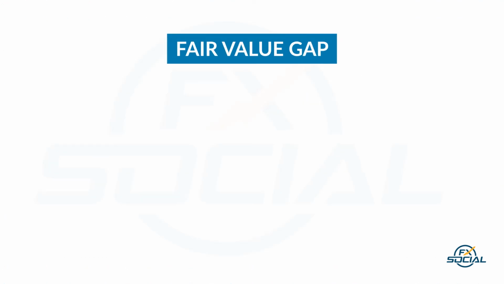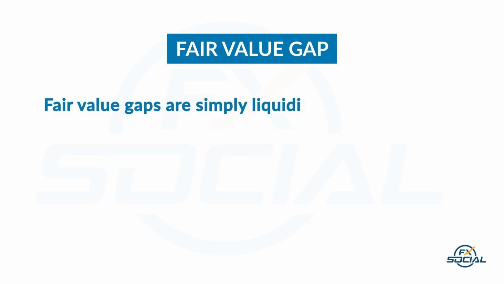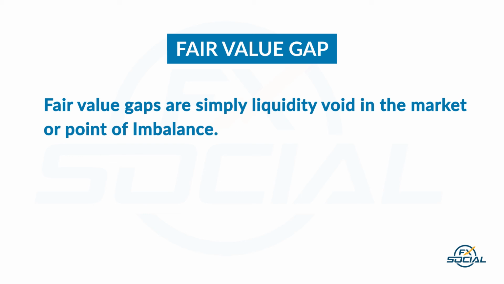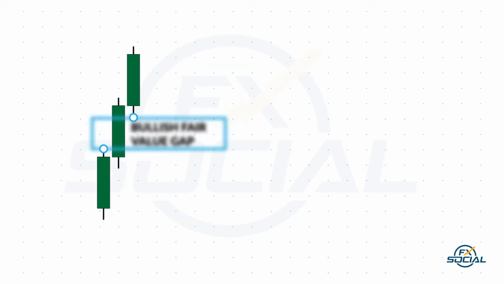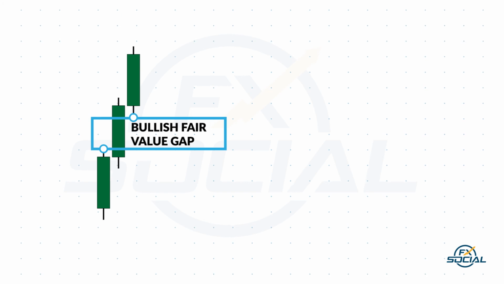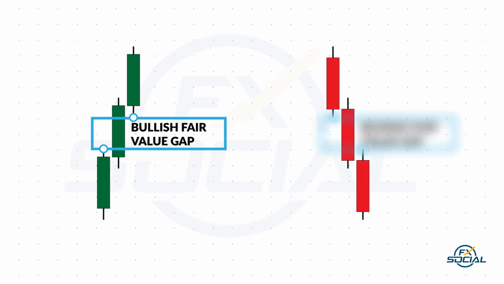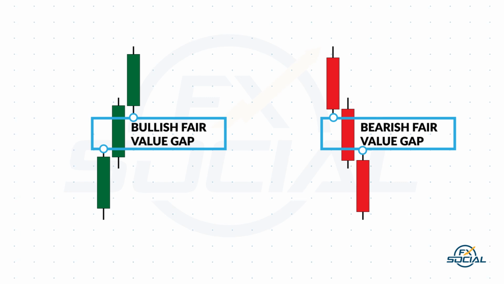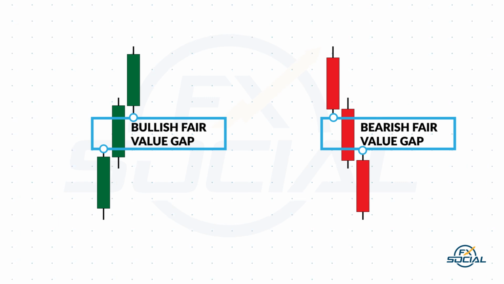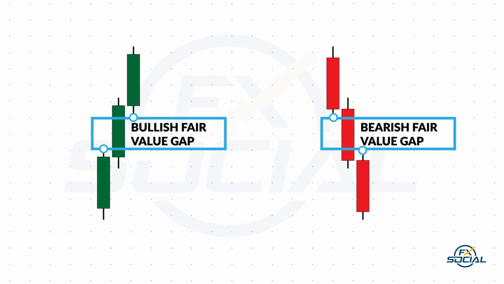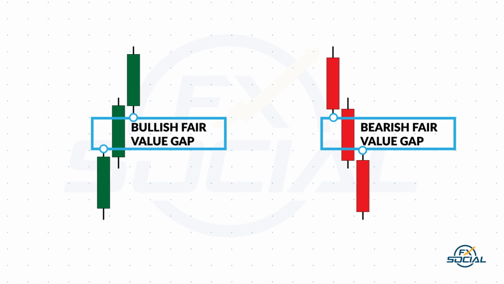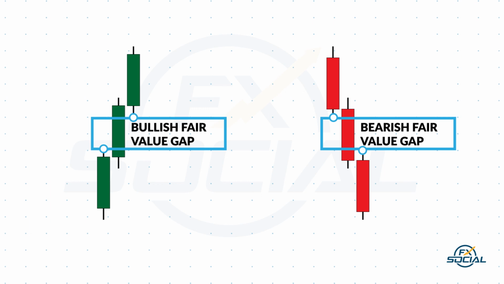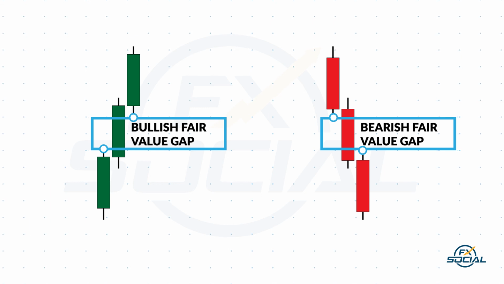So let's move to the fair value gap. Fair value gaps are simply liquidity voids in the market, or points of imbalance. In a bullish fair value gap, we can notice high buying pressure. In a bearish fair value gap, we can notice high selling pressure. Most traders regard these fair value gaps as points of imbalance in the market. When price comes back to these fair value gap zones, there is the possibility that price can reverse from those zones.